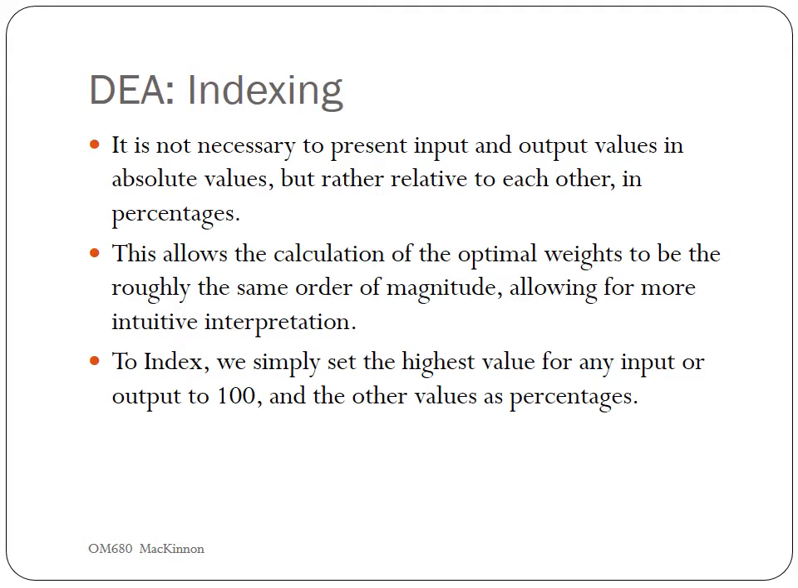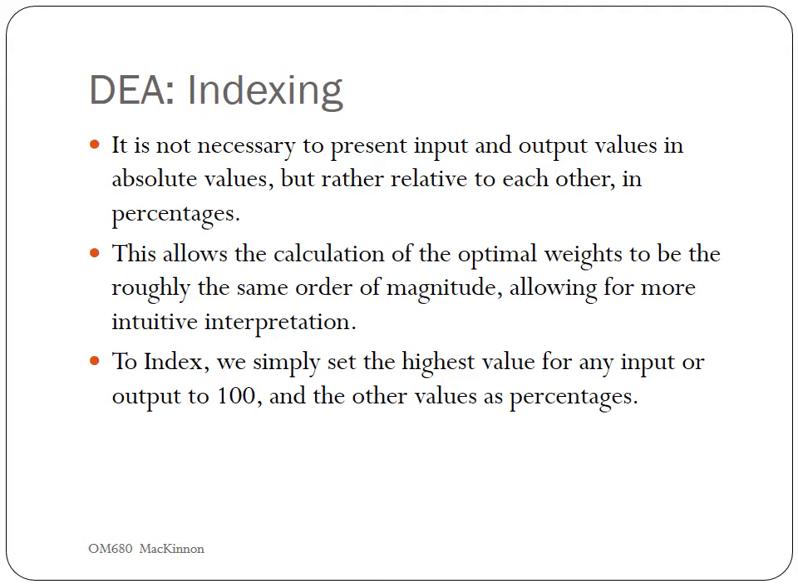Now, let's talk quickly about something called indexing. This is not to be confused with the index function in Excel. This is something that we do manually. It's not necessary to present input and output values in their absolute values, but rather relative to each other in percentages. What this does is it allows the calculation of the weights to be closer in order of magnitude, allowing for a more intuitive interpretation.